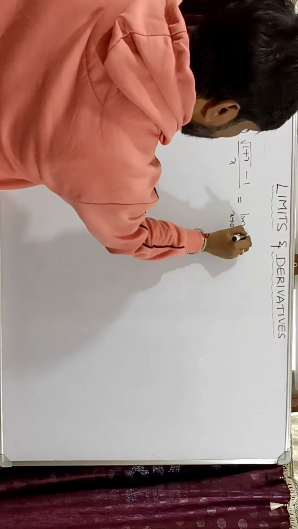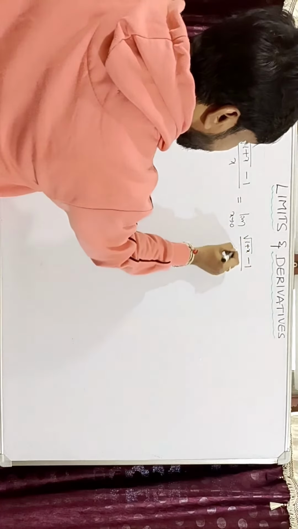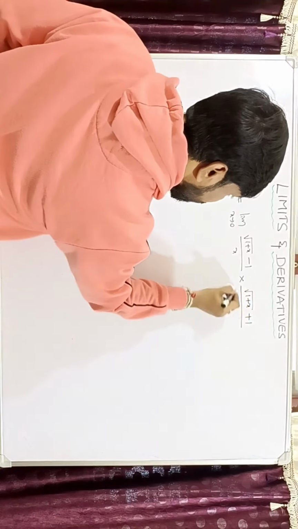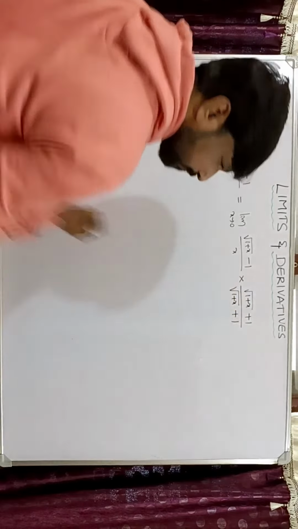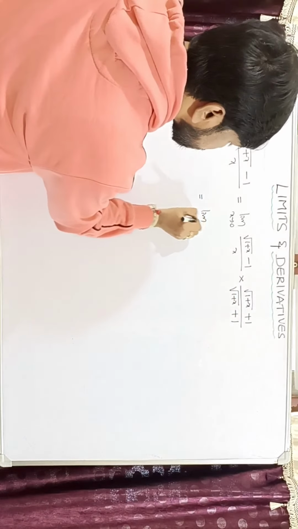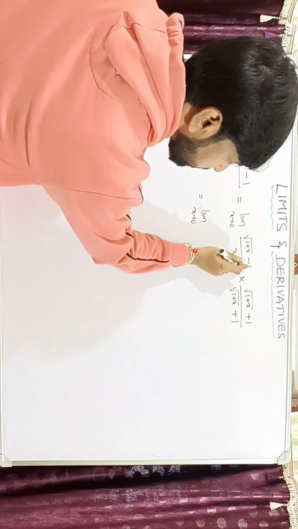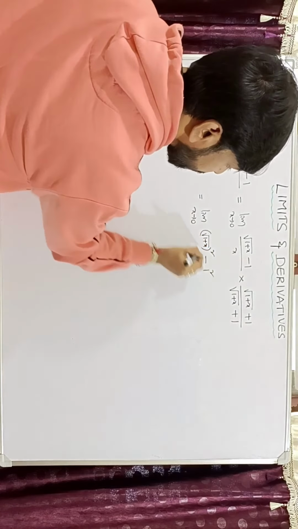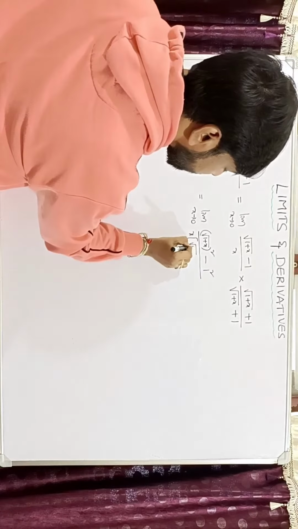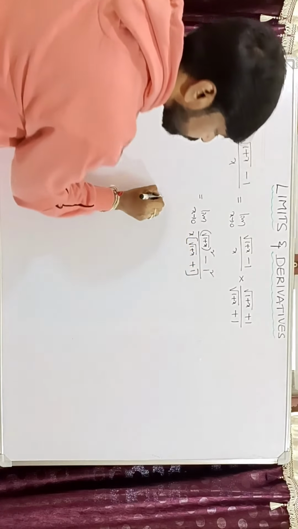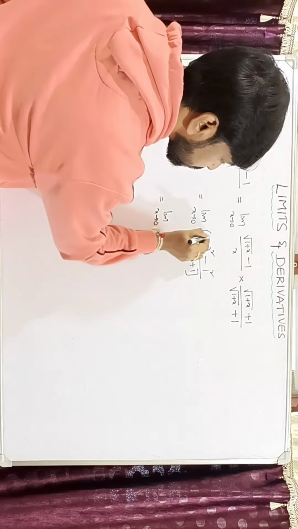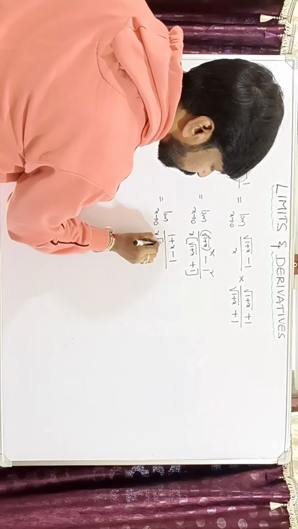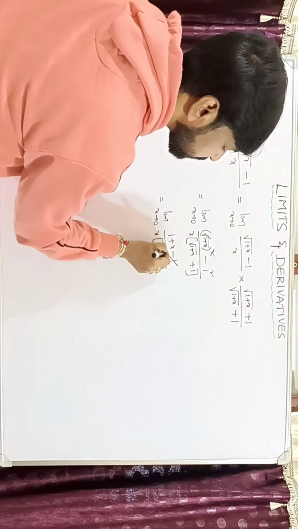Limit x tends to 0, root 1 plus x minus 1 by x. I want to apply rationalization by multiplying by root 1 plus x plus 1 over root 1 plus x plus 1. Clear? This can be written as limit x tends to 0. So a minus b into a plus b, the formula is a square minus b square, whole by x into root 1 plus x plus 1. The square and root get cancelled. 1 plus x minus 1 square is 1, by x into root 1 plus x plus 1. Plus 1 minus 1 get cancelled.